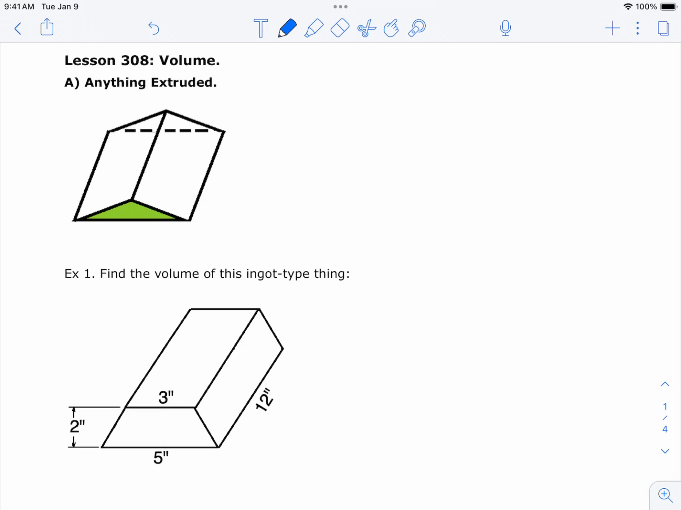Alrighty, time to calculate some volumes. Now what's nice about volumes is you can think of one of those Play-Doh machines. You ever see those Play-Doh machines where they give you a little strip of plastic with different shapes on it, like maybe some kind of star, some kind of circle, some kind of triangle, some kind of whatever.